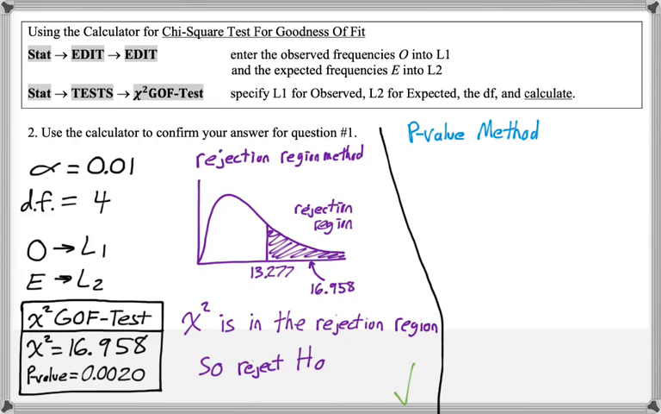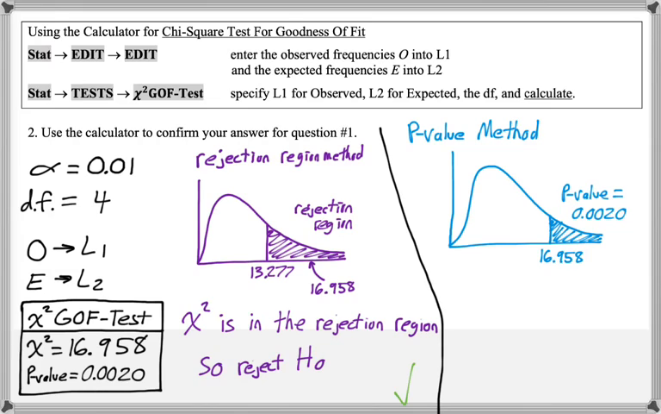Now if we use the p-value method, our picture would look like this, and the p-value is less than alpha, so we would again reject the null hypothesis. So this is consistent.